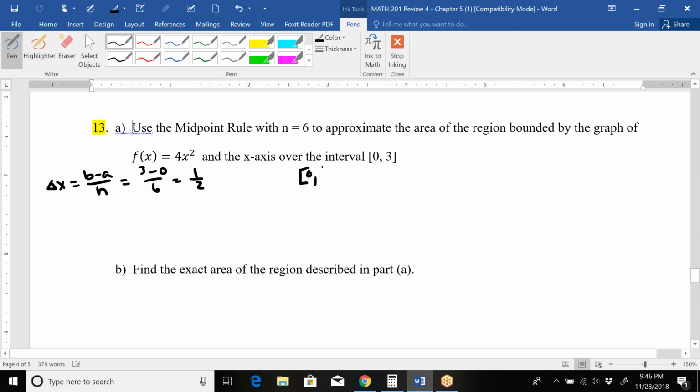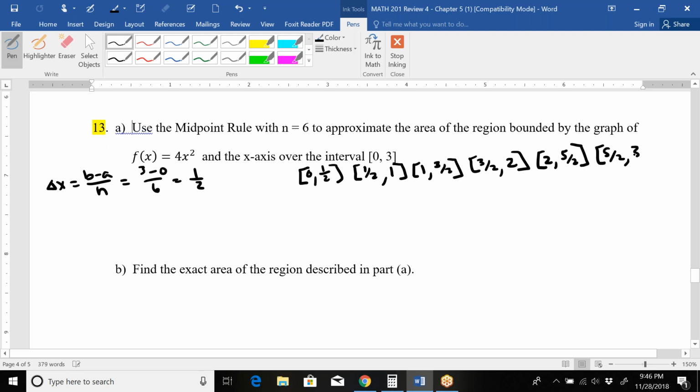So we'd go from 0 to a half step, start at a half, go up another half step, start at the 1, go up a half step, start at the 3 halves, go up a half step, start at the 2, go up a half step, which would be 2.5, start at the 5/2 and go up a half step. So if you've done all of them, you should have 6 rectangle intervals. We're going to find the midpoint of each of these, and then we'll plug them into our function.